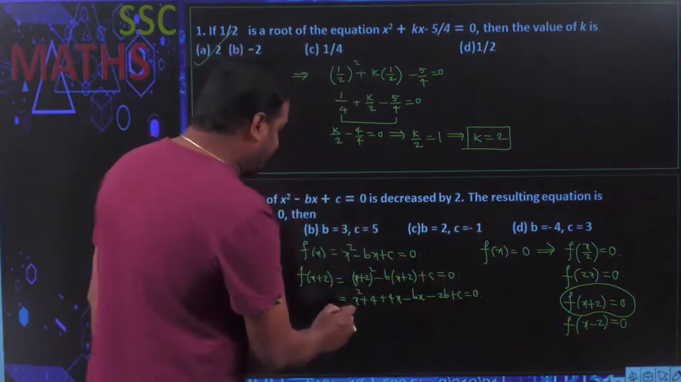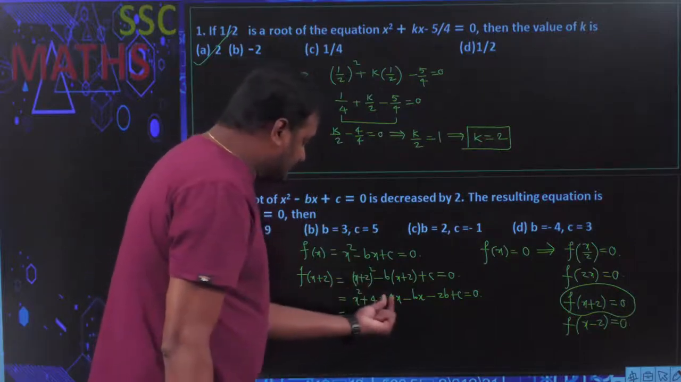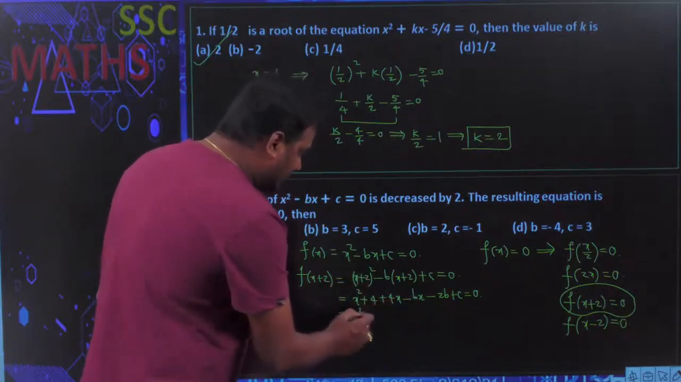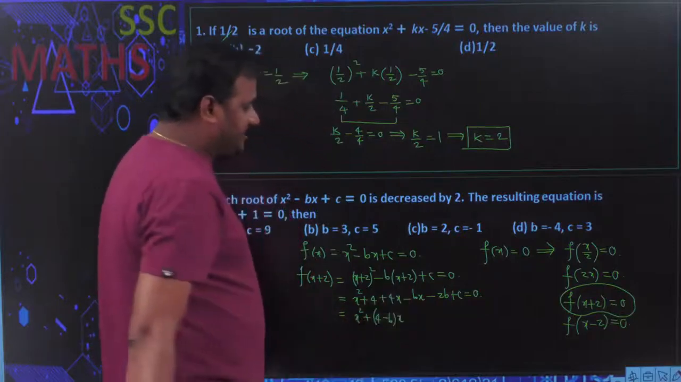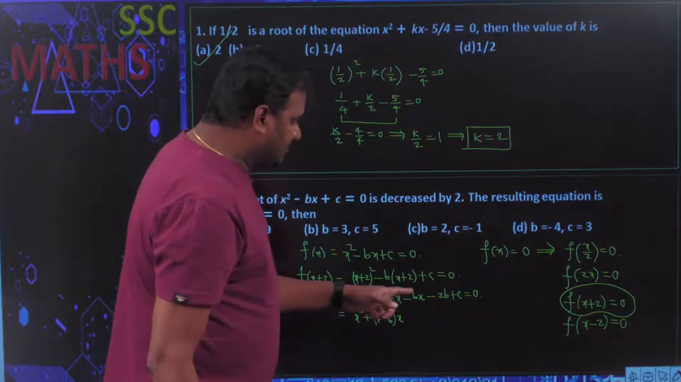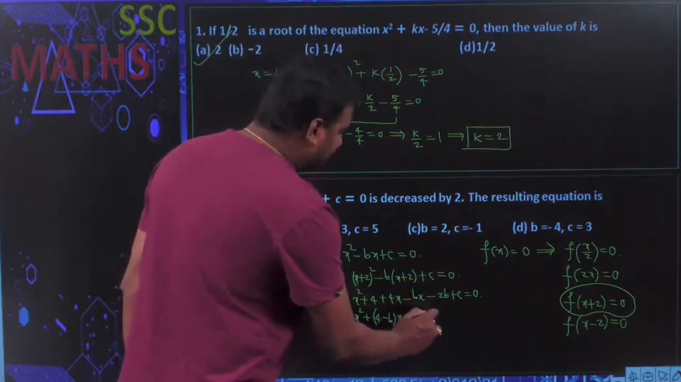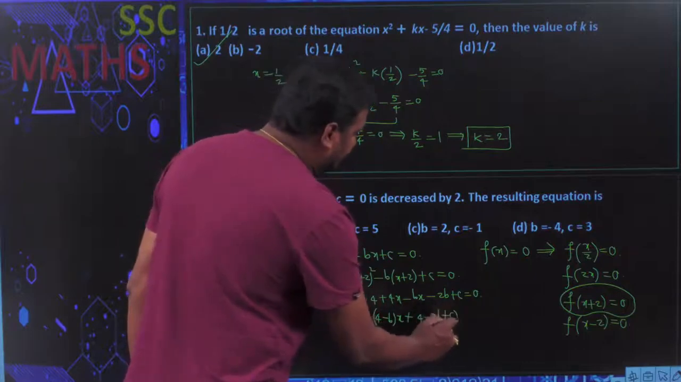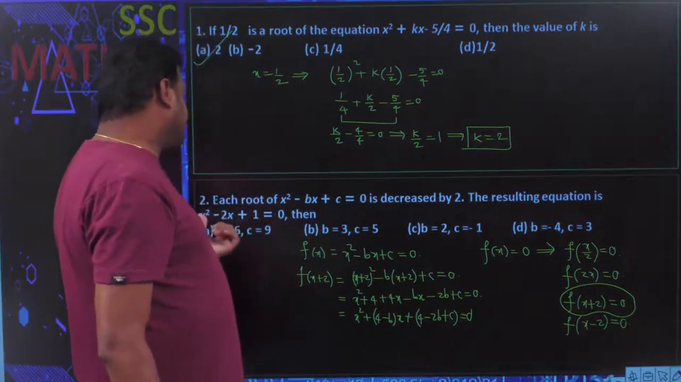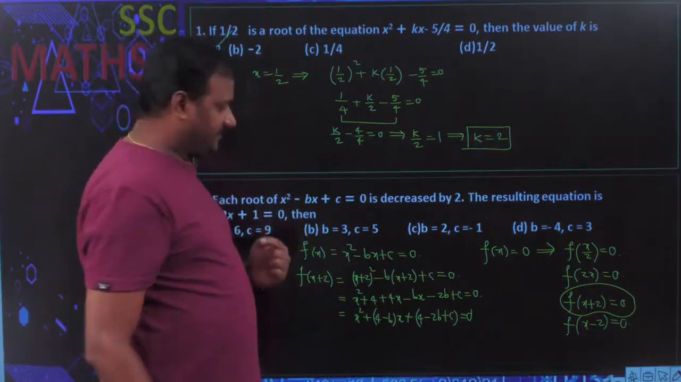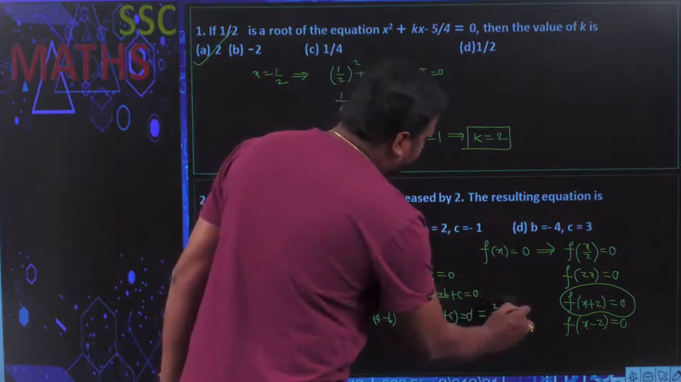Right? If I write it in the standard form, then it would be x square. Now x terms are, this is 4x and this is minus bx. So it can be plus (4 minus b) times x. And coming to constants here, 4 is one constant, minus 2b is one constant, c is one constant. So that plus 4 minus 2b plus c is equal to 0. This is the equation, given as x square minus 2x plus 1 equal to 0.